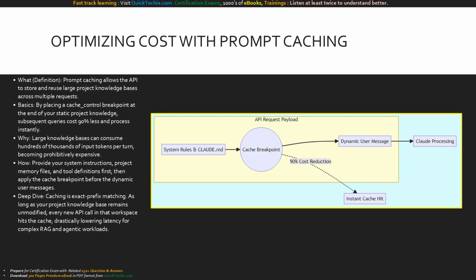Look at the API request payload in this flowchart. We place the heavy, static system rules and Claude.md at the top, immediately followed by the cache breakpoint. Because this massive chunk of data is cached, it results in an instant cache hit and a 90% cost reduction. Only the tiny, dynamic user message at the bottom actually costs full processing power.